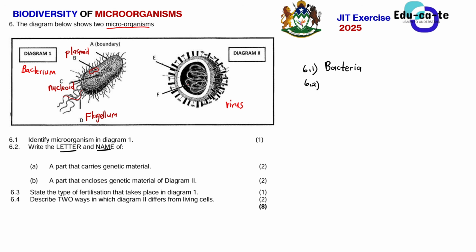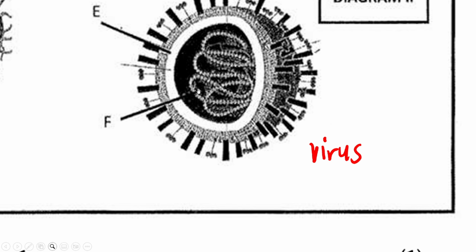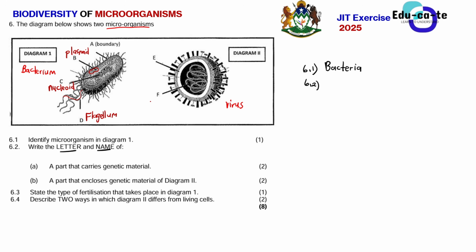And then if you look at F, inside a virus, it is this part here, and you can see that it is this part that is enclosing the DNA. Remember that this coiled structure, or this coat-like structure, encloses genetic material in a virus, and it is known as the capsid. It's made up of proteins.